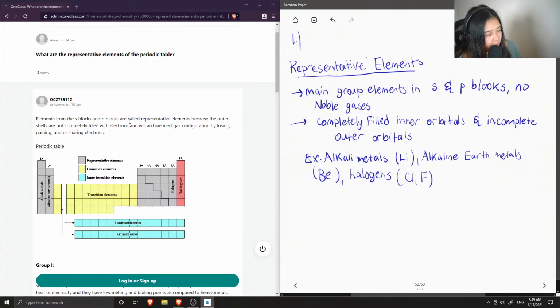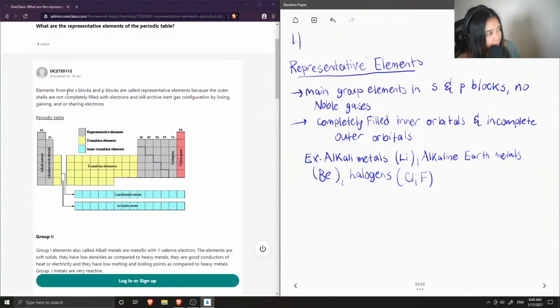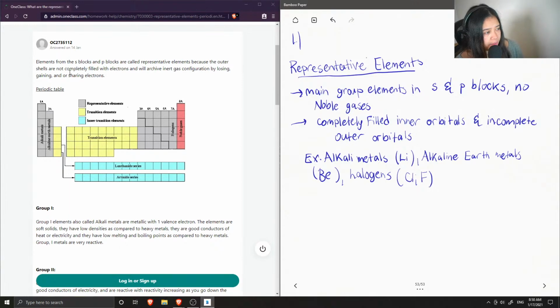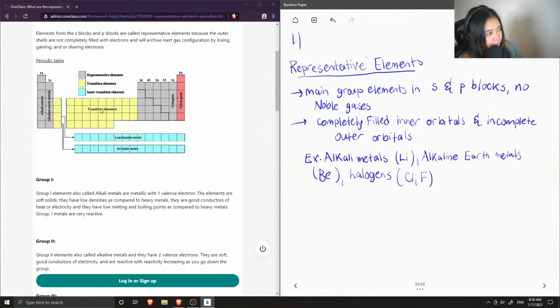Okay, so let's see what the junior tutor said. Some elements from the S blocks and P blocks are called representative elements because the outer shells are not completely filled with electrons and will achieve inert gas configuration by losing, gaining, and or sharing electrons. So in this diagram they have here, the representative elements are the elements shaded in gray. The middle are the transition elements. And lastly, the last two rows are the lanthanide and actinide series, and then in the red are your noble gases.